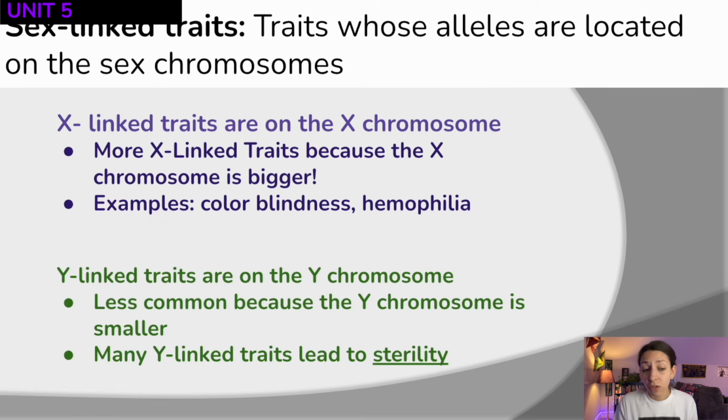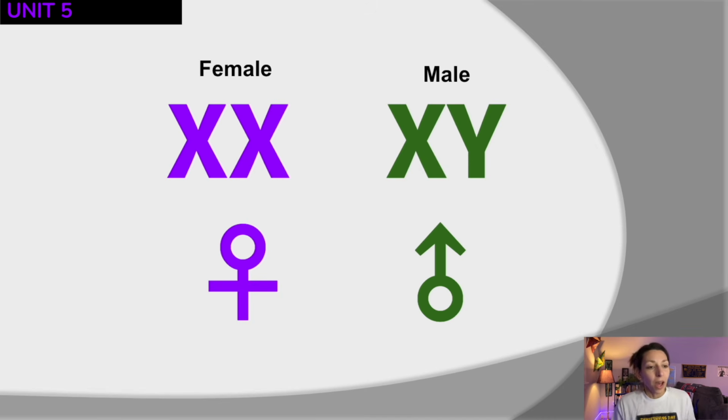And Y-linked traits, there's fewer of them that we'll study and talk about just because the Y chromosome is smaller. And many Y-linked traits actually lead to sterility. So if someone had one of those Y-linked traits, they could not pass it on to their offspring because if someone is sterile, they cannot have offspring. All right, so let's just take a look really quick. Remember, females have the XX chromosome pair and males have an X and a Y.